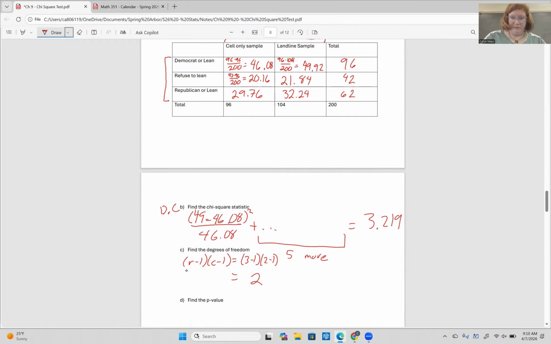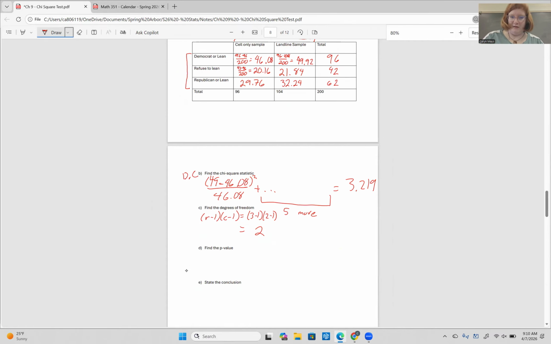I will leave the rest of that for you to practice finding key values with that information. All right, that is our chi-square test.